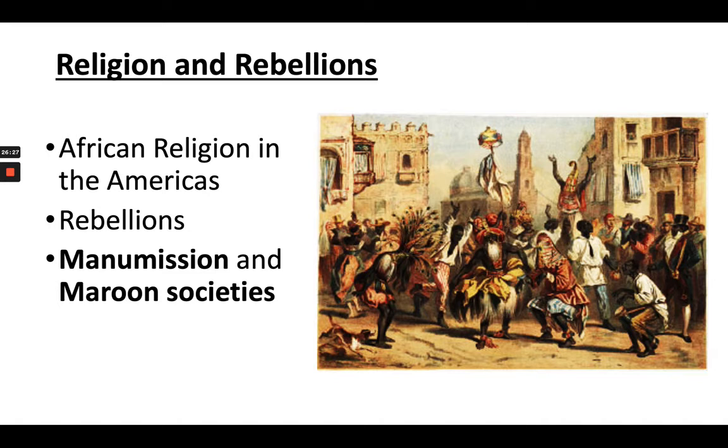You also have the creation of maroon societies. So if you're on an island, you don't have a lot of options. But if you are in Brazil, if you are in the American South, you could just run away and disappear into the jungle or into the Everglades. And so you have the formation of these communities in remote areas, which would really serve as havens for escaped slaves.